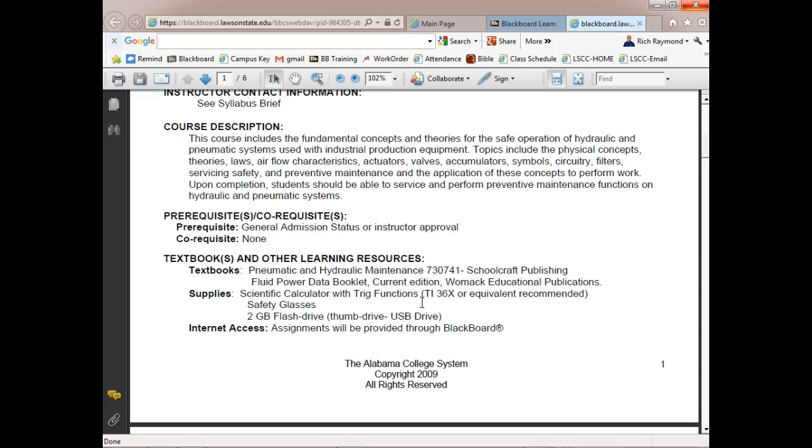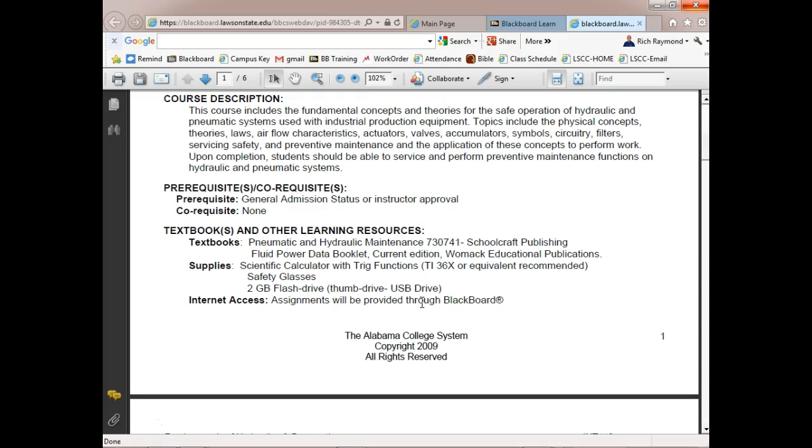This is not a class that I usually teach, so I wasn't responsible for ordering these books. Like I told the class Monday, it has been 5 years since I taught this course. This is not one of the courses I usually teach. I'm primarily in manufacturing and industrial electronics, but I like teaching this course every once in a while. But that's the book. Got to have a scientific calculator.